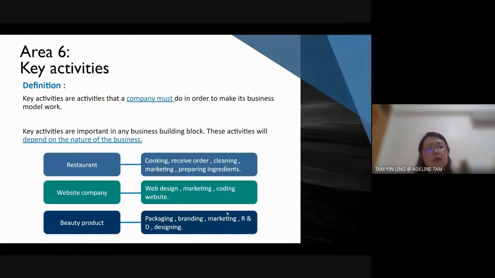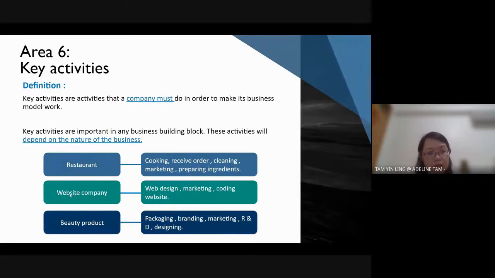Number six, key activities. Key activities refers to the activities that a company must do to make sure the company is working. For example, for a restaurant, the key activities are cooking, receiving orders, cleaning, marketing, and preparing ingredients. All these are for a restaurant. If you are preparing food for sale, you can refer to this as your example of activities.